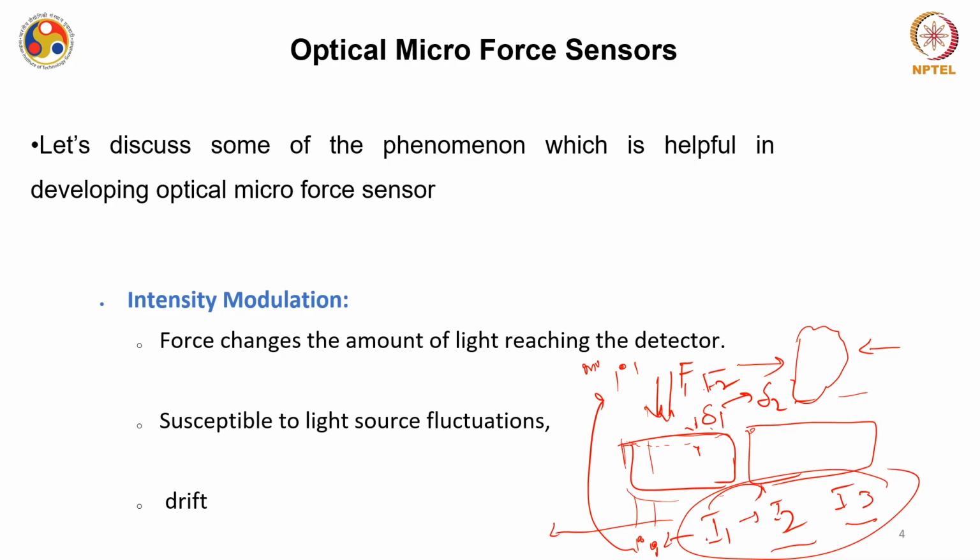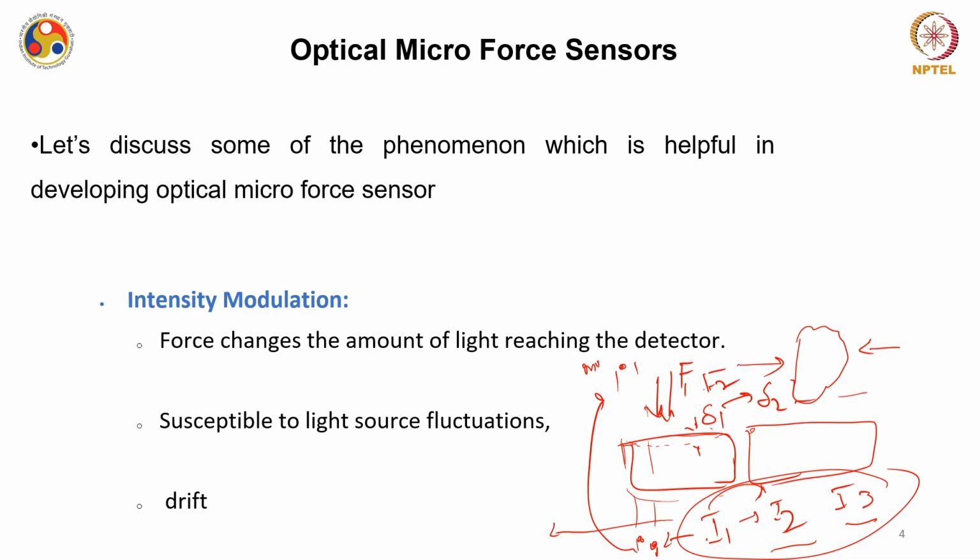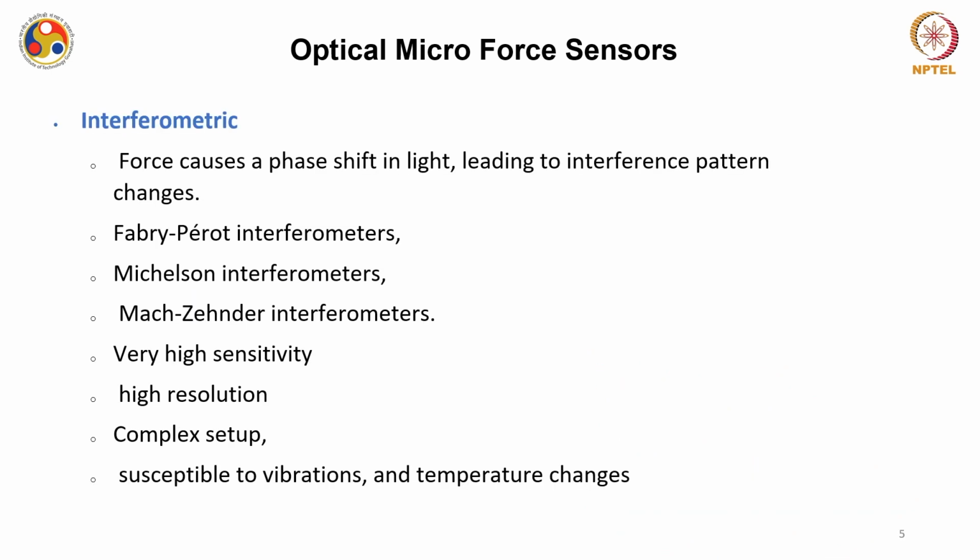The method is very simple, but we also have to sacrifice some points, like they are very susceptible to light source fluctuation. There can be interferences also if you don't choose the source of monochromatic light wisely. And because of these fluctuations of the source, because you cannot keep it constant for a longer time, there are drifts associated with it.